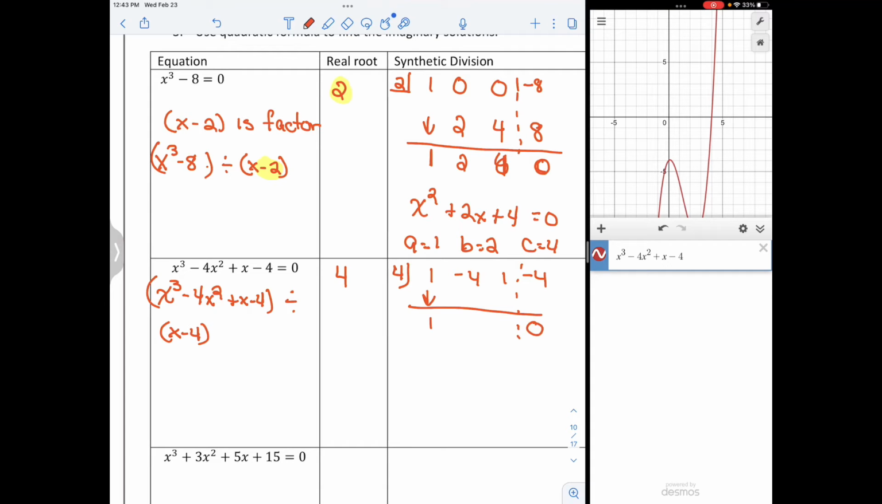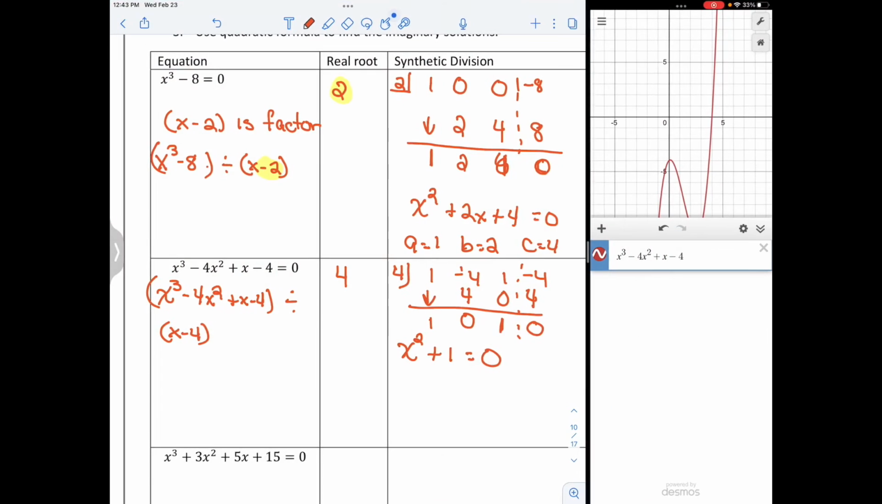of 0. So 4 times 1 is 4. We add those together, we get 0. 4 times 0 is 0. We get 1. 4 times 1 is 4. And again, that adds to 0, so I am on track. All right, so be careful in writing your quadratic equation, because it would be x squared plus 0x plus 1.